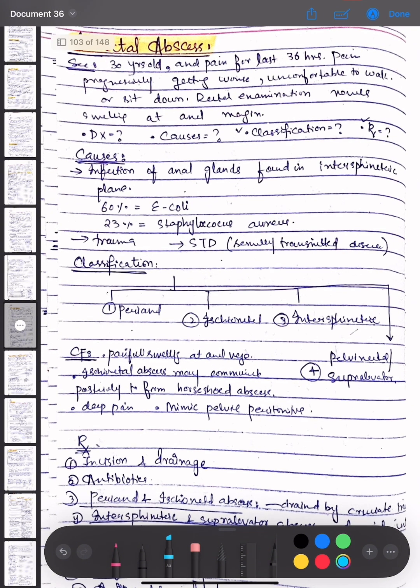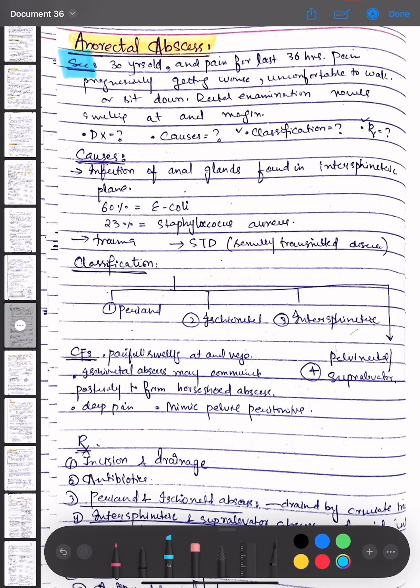We have a scenario: a 30-year-old patient with anal pain for the last 36 hours, pain progressively getting worse, uncomfortable to work or sit down. What does the rectal examination reveal? The rectal examination reveals swelling at the anal margin. What is the diagnosis, the causes, the classification and the treatment?